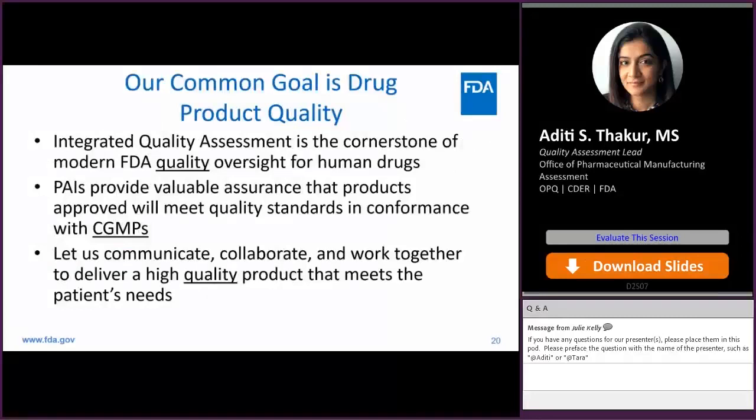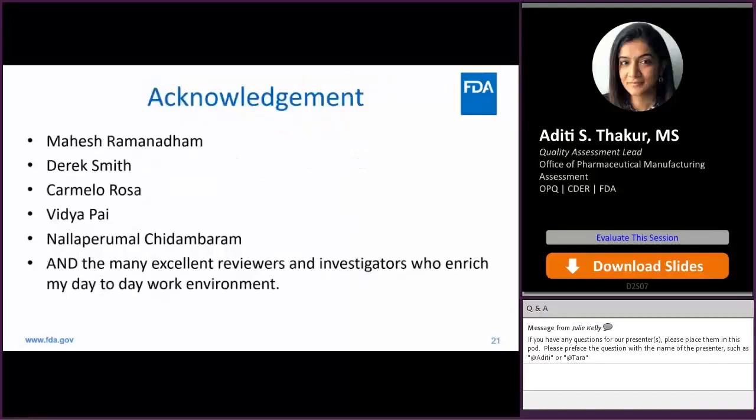Our common goal here is the drug product quality. Integrated quality assessment is the cornerstone of the FDA's quality oversight for human drugs. PAI provides valuable assurance that products approved will meet quality standards in conformance with the CGMPs. Let us communicate, collaborate, and work together to deliver a high-quality drug product that meets the patient needs.